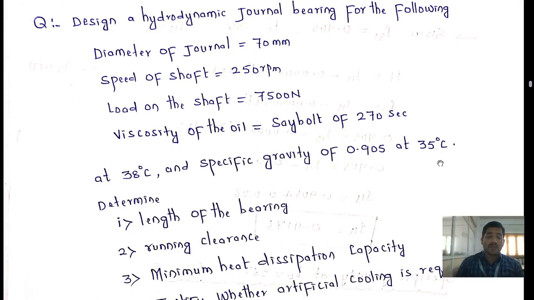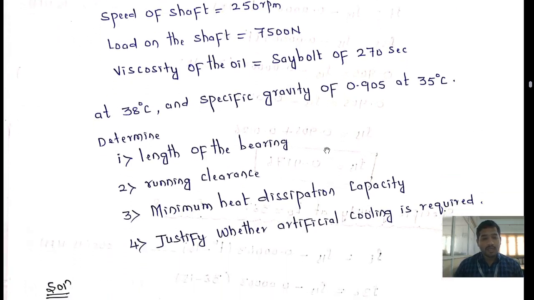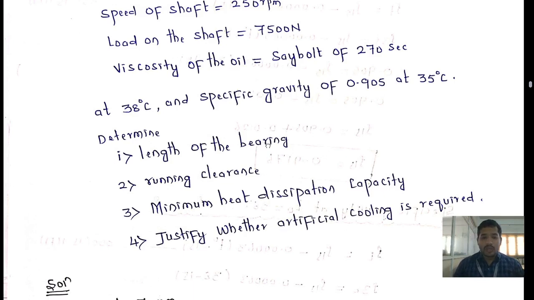So in this case, what do we need to find out? The first thing is the length of the bearing. The second is the running clearance. The third is the minimum heat dissipation capacity. And the fourth is to justify whether artificial cooling is required or not. Clear? So let us see.